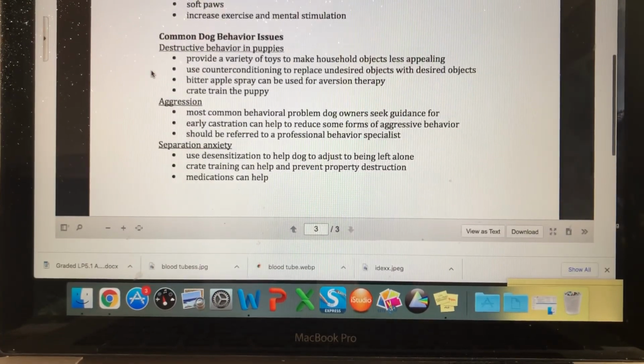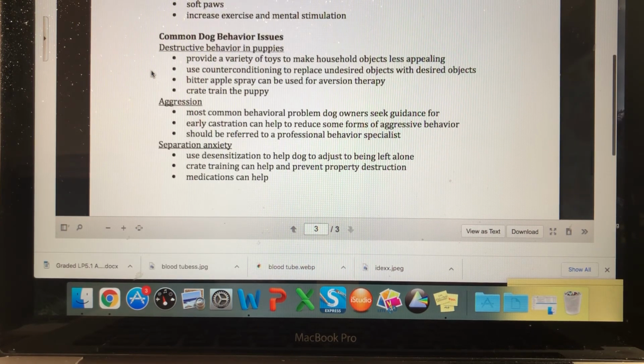I also would never use the crate as a punishment, right? We don't want to be yelling at our dog and sending them into the crate or whatever, because that doesn't create a positive experience. We always want to make that crate a positive place for them. And yeah, keeping them in the crate is a nice way to keep the animal protected when you're not home.